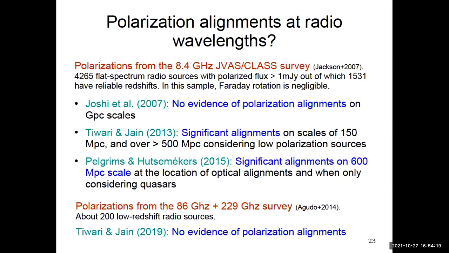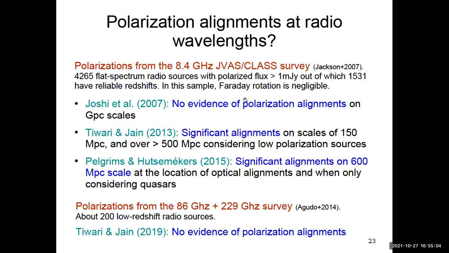Now it's interesting to have a look at radio wavelengths. Polarization at radio wavelengths is interesting because it's less contaminated by interstellar polarization, but on the other hand, it's more contaminated by instrumental biases. We consider this sample as other groups did, in fact. Essentially, it's useful because the Faraday rotation is negligible in this sample. About 4,000 flat spectrum radio sources were considered with high polarized flux, and out of this sample, about 1,500 have reliable redshift.